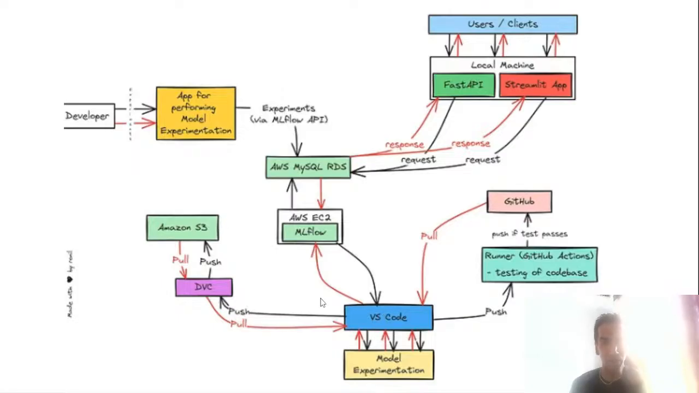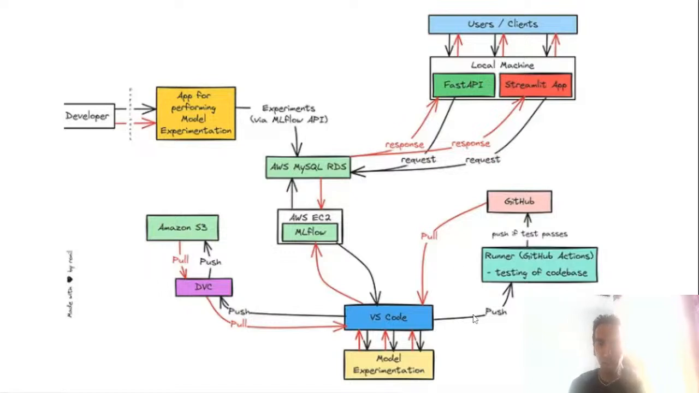Once the model is trained, they will send all the experiments and runs to MLflow, and then MLflow can be used to decide which configuration of parameters is the best to be deployed. And this MySQL RDS is used to store all these runs and experiments data. Once the model is trained, it can be served through the Streamlit app, as we saw last time.